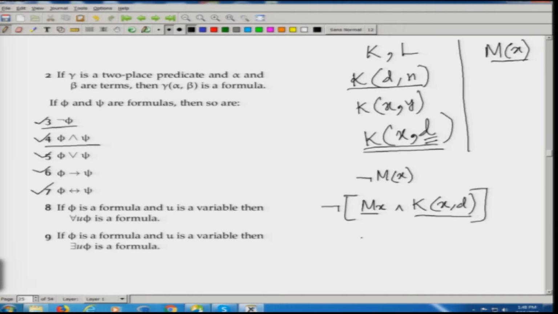I can have anything. I can have kxd implies mx, or I can then negate it. I can do anything. What I cannot do is this. I cannot write this, because no syntactic rule allows us to have a construction like this.